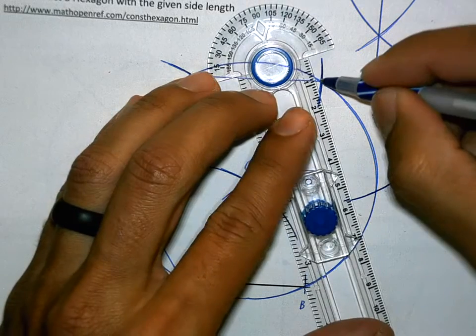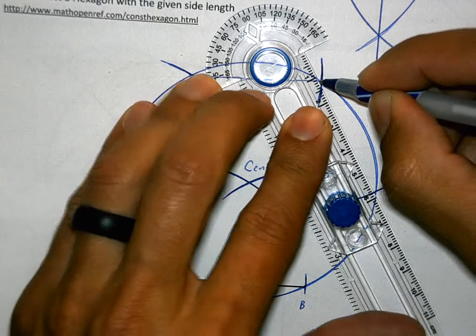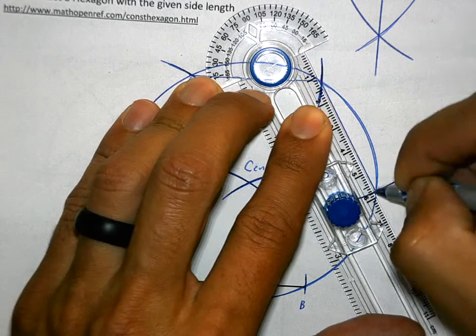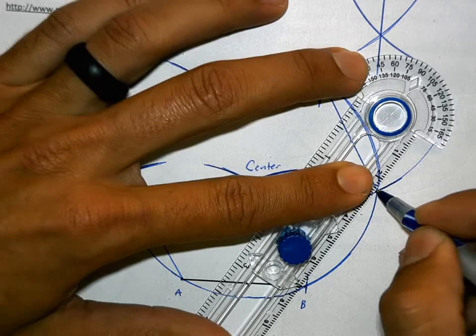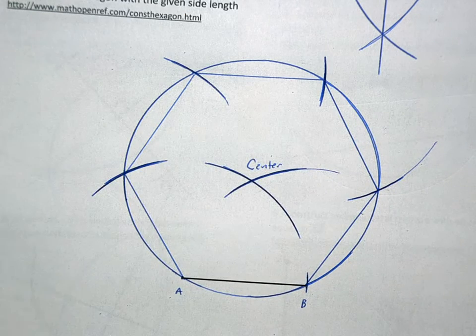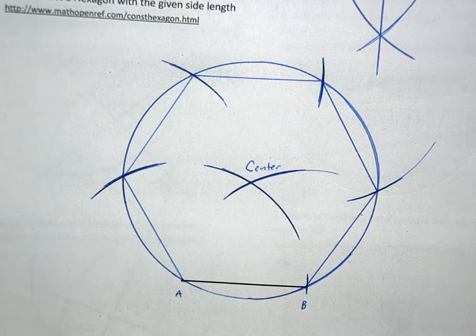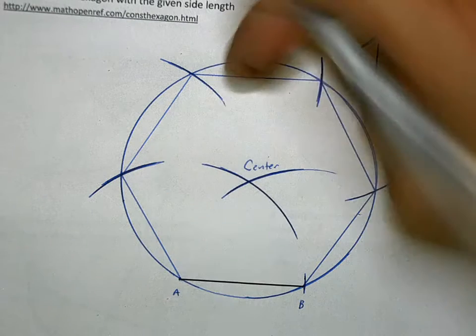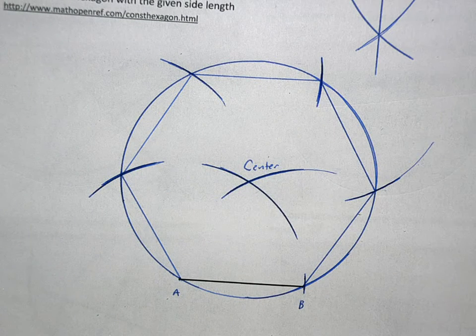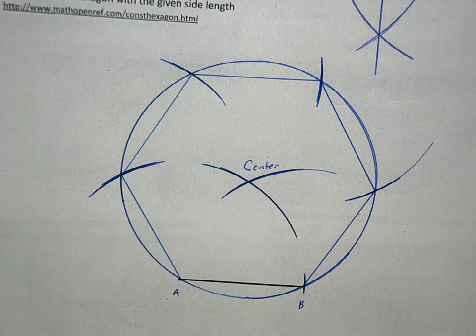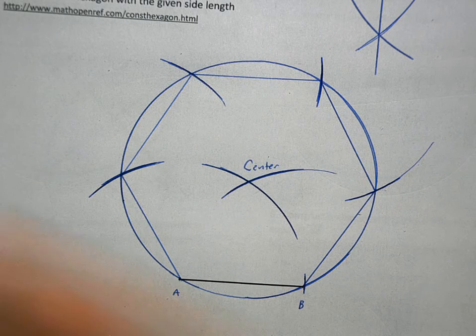Connect your corners. If you look at that, perfect, perfect, perfect. No measuring. We didn't measure anything. All we did was use a compass and a straight edge.